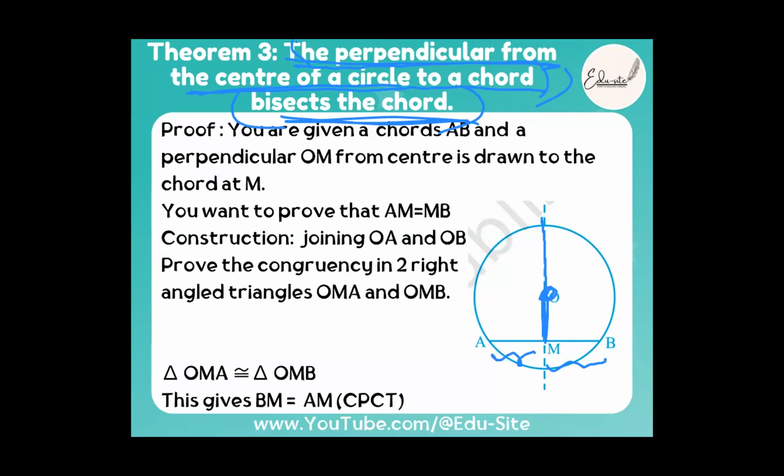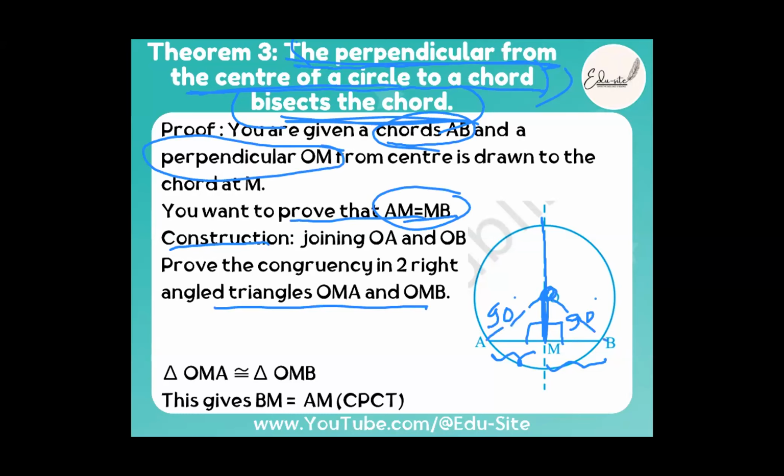So you want to prove that AM is equal to MB, and what is given is the chord and the perpendicular, right? Perpendicular to AB, so this is 90 degree and this is 90 degree, right, beta? So, what construction will we do here? We will just join these two dots and make two triangles. If we make two triangles, what three things do you add here to prove?